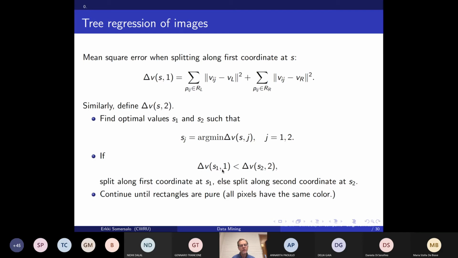And if the least square error is smaller by splitting along the x-axis, I choose that one. Otherwise, I choose the y split. And then you continue until the rectangles are pure. So this is a pretty straightforward algorithm.